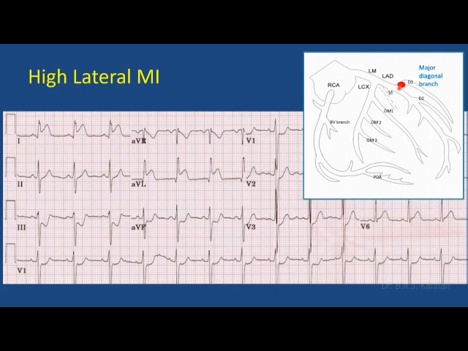At times it is possible that the major diagonal alone can be occluded. That will result in this kind of ST elevation in 1 and AVL. We call this high lateral MI. Many a time, rarely, an isolated OM branch occlusion also can cause high lateral MI, but more commonly it is the major diagonal branch occlusion. So you have ST elevation in 1 and AVL, the site of occlusion is in the major diagonal branch.